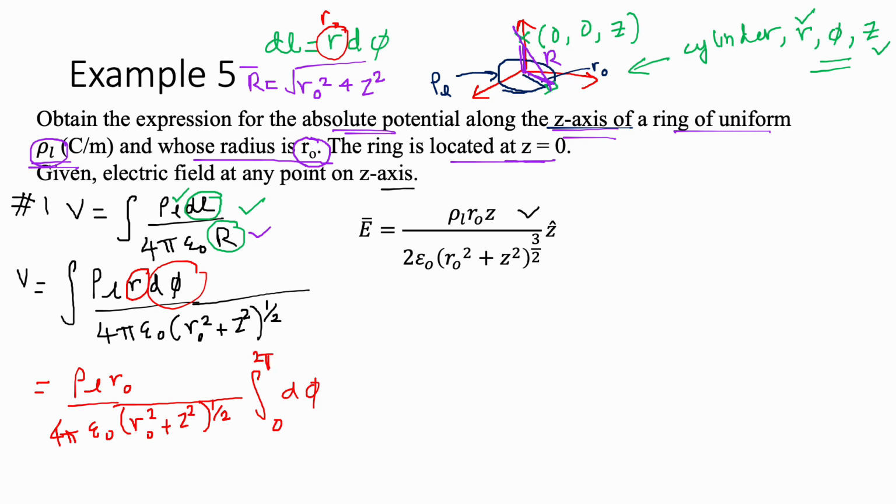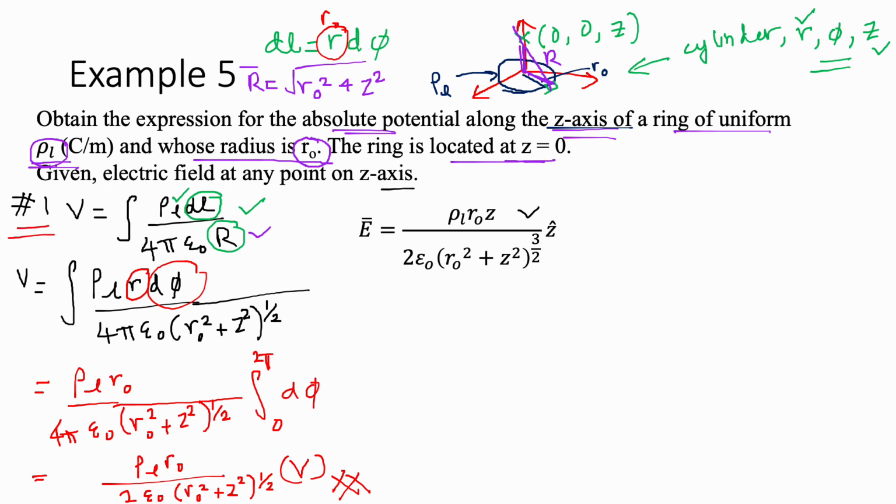So your final answer is going to be rho L r naught over 2 epsilon naught, the 2π and π will cancel, times r naught squared plus z squared to the half, yeah. Don't forget the unit in volts, right? So this will be the answer by using the first method.